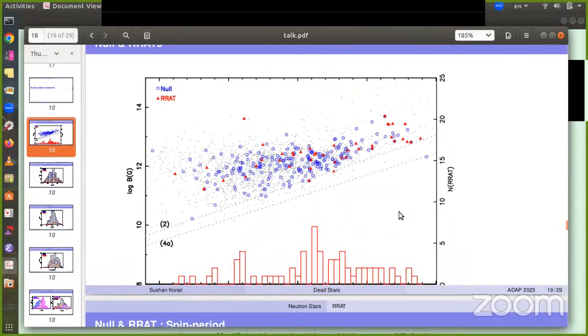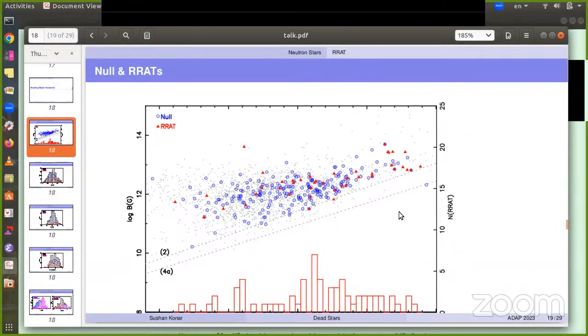Okay, so here are those two death lines, if you remember. Returning back to Rita's question from the morning session, there are quite a few objects below death line number 2. At one point, death line number 2 was the accepted death line. Then many objects were discovered below death line 2. Now people think that 4A might be better.